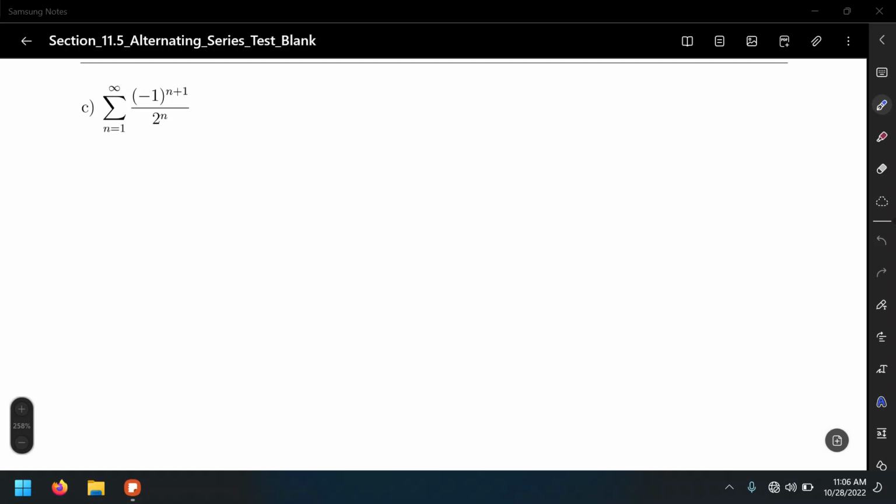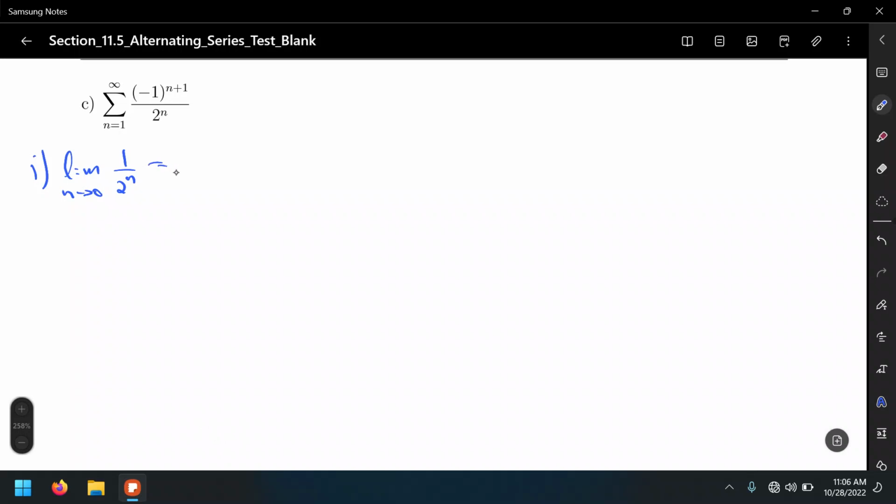Sigma n equals 1 to infinity, negative 1 to the n plus 1 over 2 to the n. So, condition number one is that the limit of the sequence equals 0. That is, in this case, the limit without the alternating factor. So that's just 1 over 2 to the n. And clearly this limit is 0. So the first condition is satisfied.